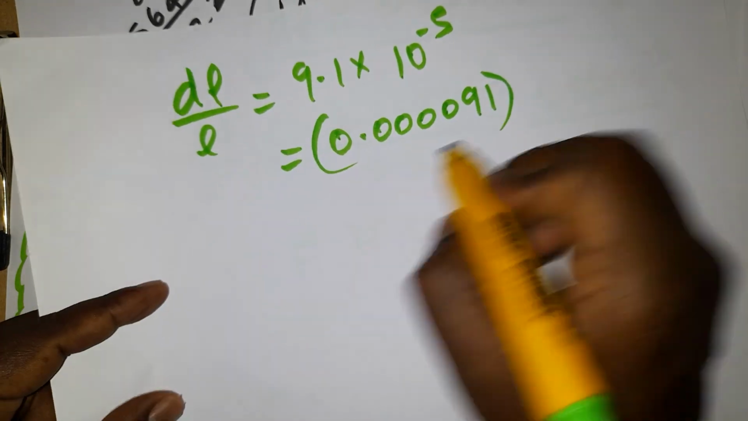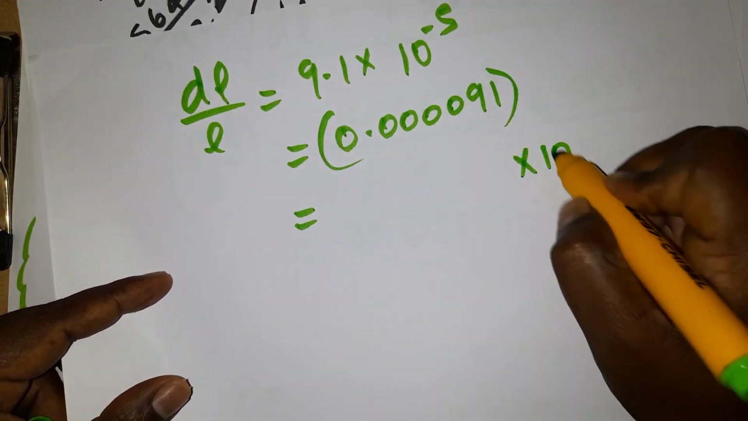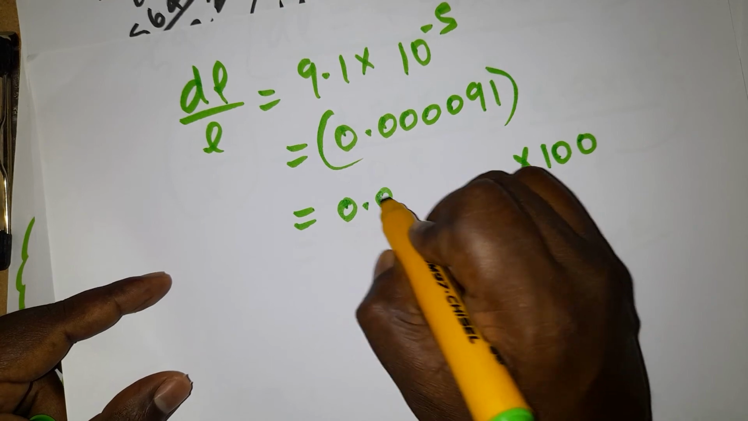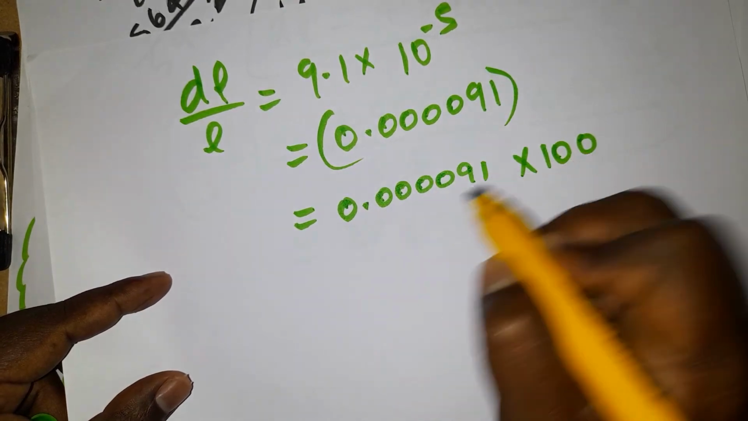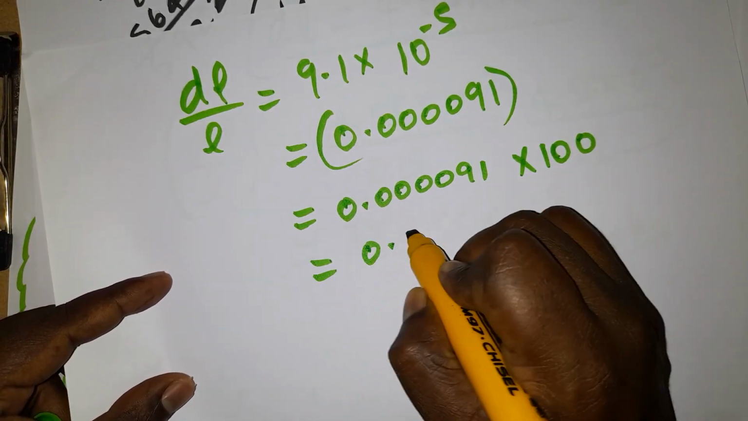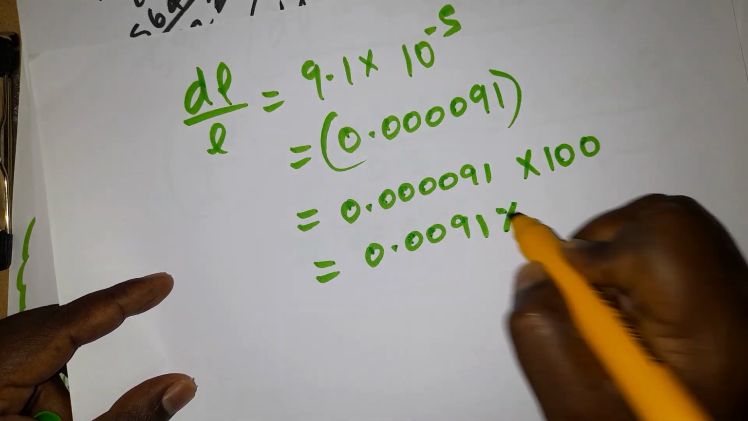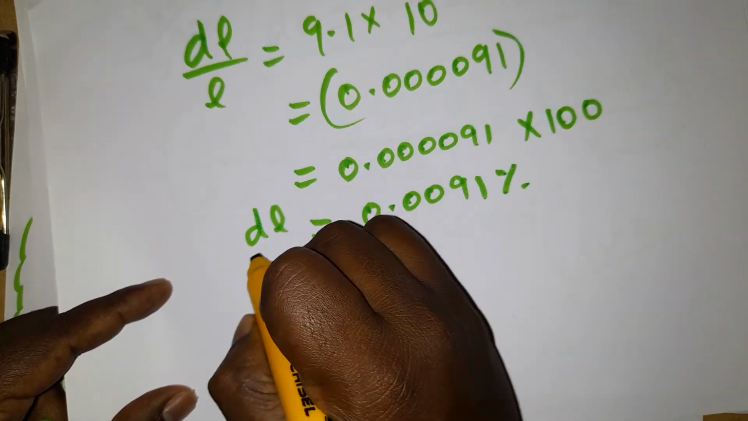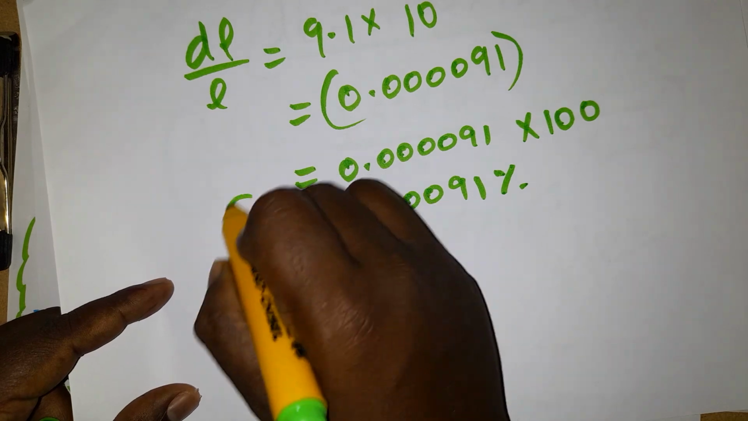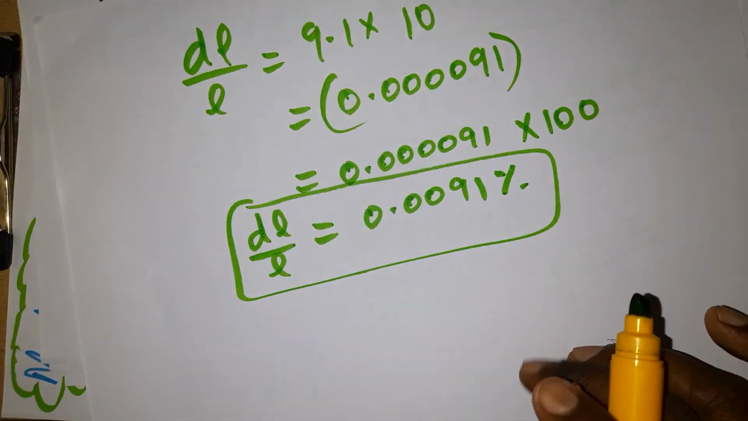If you want the same number in percentage, into 100 you can do. 0.000091 into 100 means 2 decimals will go off, 0.0091 percentage. It's very much less than 0.1%. Very small compression will happen on his leg.